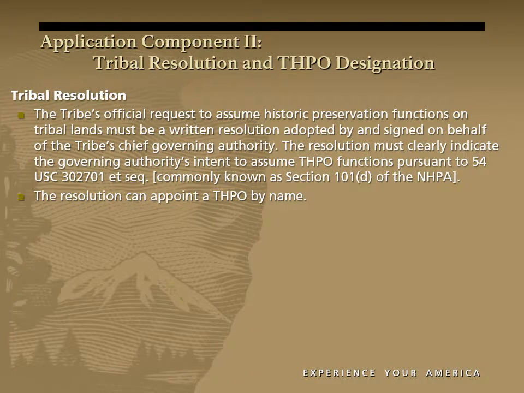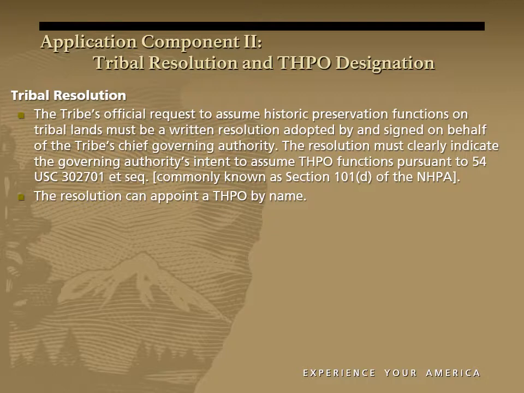The second component of the application is a tribal resolution and the official designation of a THPO. The tribe's official request to assume historic preservation functions on tribal lands must be a written resolution adopted and signed on behalf of the tribe's chief governing authority. The resolution must clearly indicate the governing authority's intent to assume THPO functions pursuant to 54 U.S.C. 302-701, which is commonly known as Section 101D of the National Historic Preservation Act.